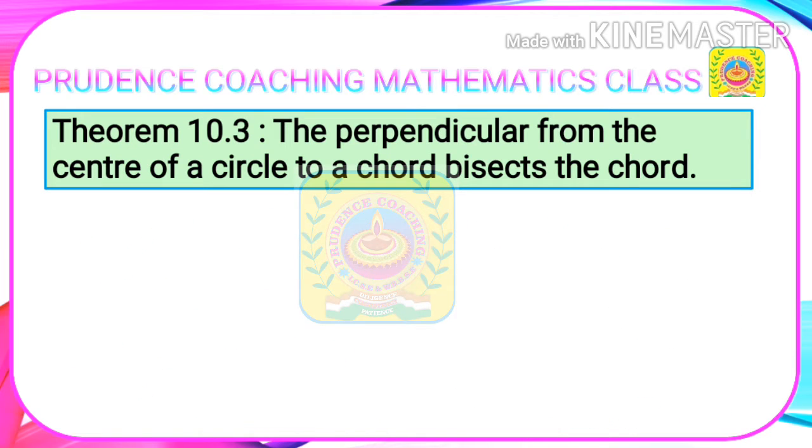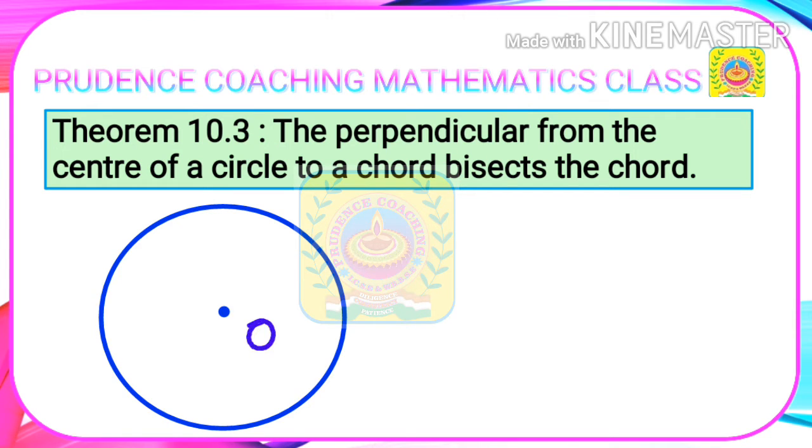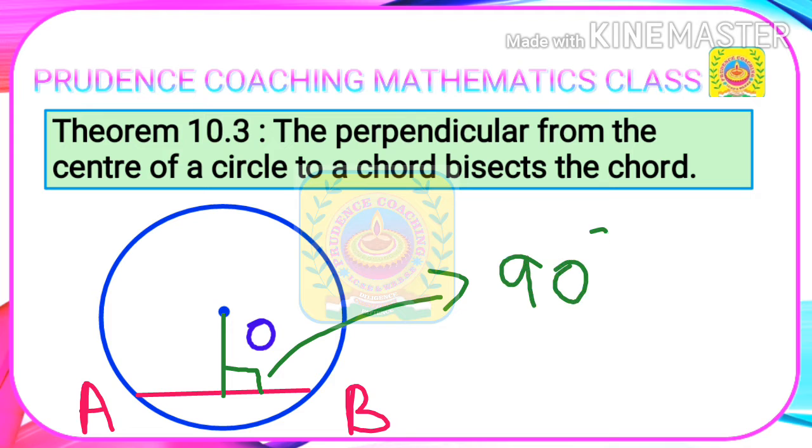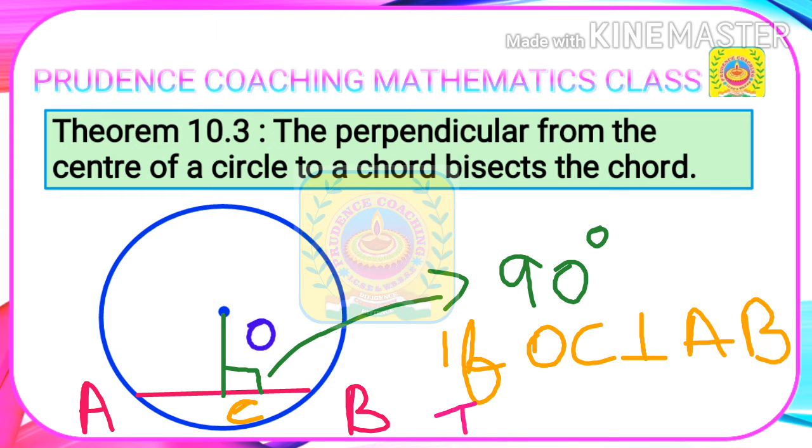Now let us move on to the next theorem. The perpendicular from the center of a circle to a chord bisects the chord. Let us understand this with the help of a diagram. Here, if O is the center and AB is a chord, we draw a line OC which falls perpendicular on AB, that is, it cuts AB at 90 degrees. Then we can say AC is equal to CB.